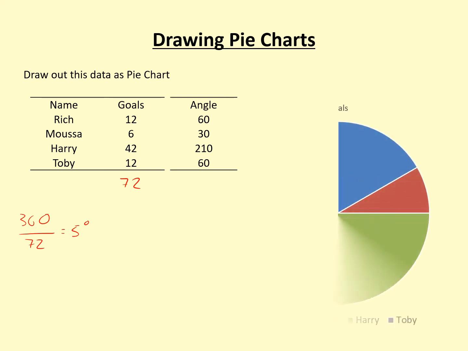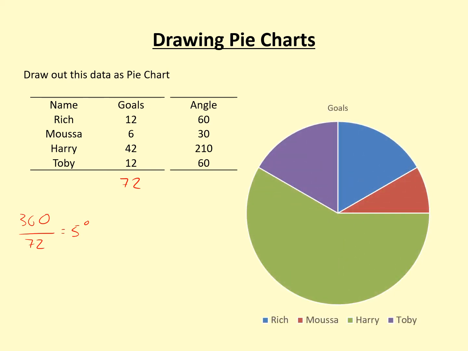And for the completed chart, it should look a little bit like that. So just to make that clear, this one should be worth 60 degrees. Just change the color for the next one. This one should be about 30 degrees. Harry was 210 degrees. And purple was Toby, he was 60 degrees. That should look something a bit like that.